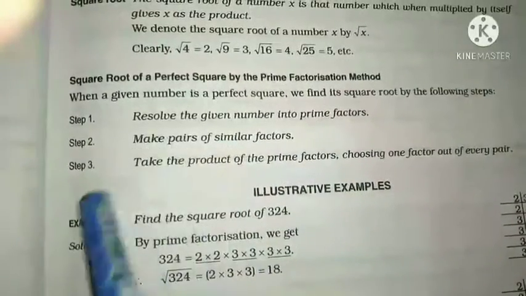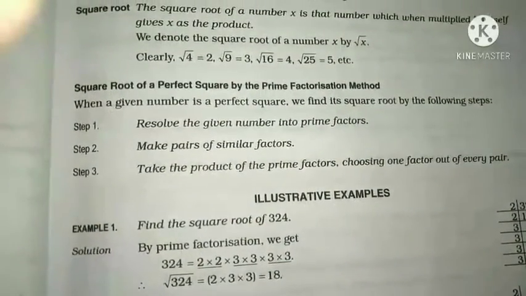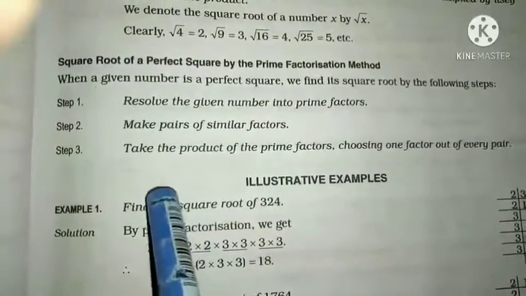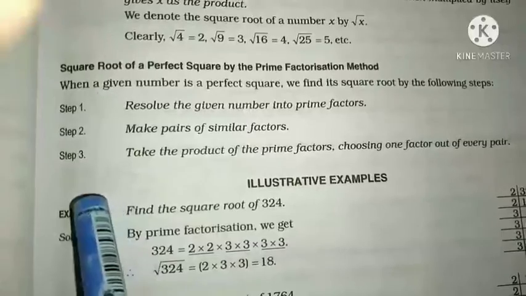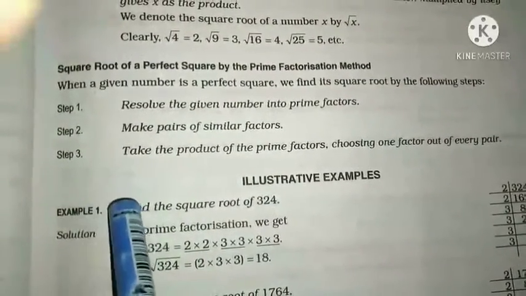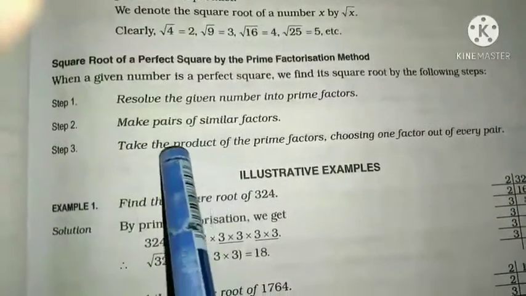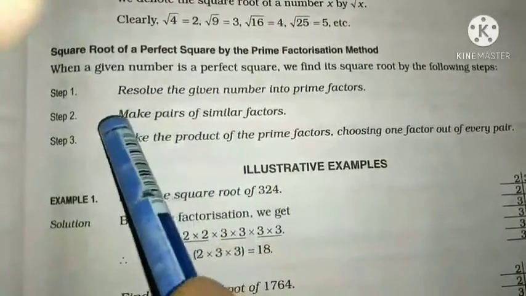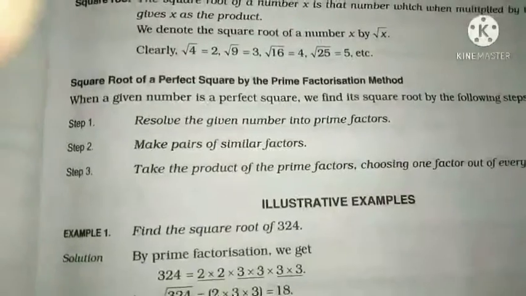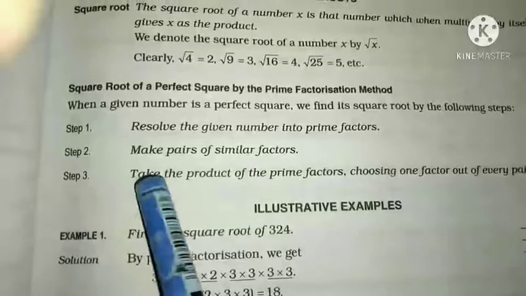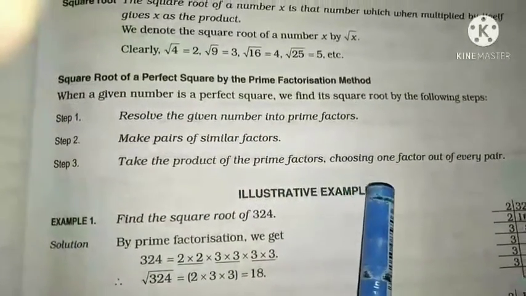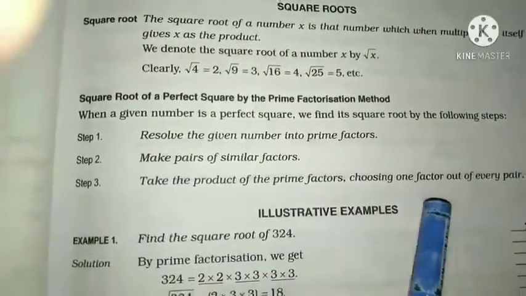One thing must be clear: only perfect square numbers have a square root in whole numbers. Other numbers will not have a square root in whole numbers, right? First step is to resolve the given number into prime factors. Second, make pairs of the similar factors. Third step is to take the product of the prime factors, choosing one factor out of every pair.